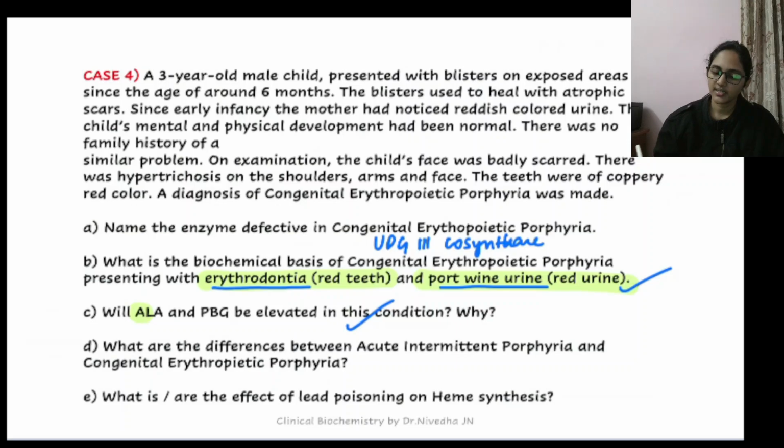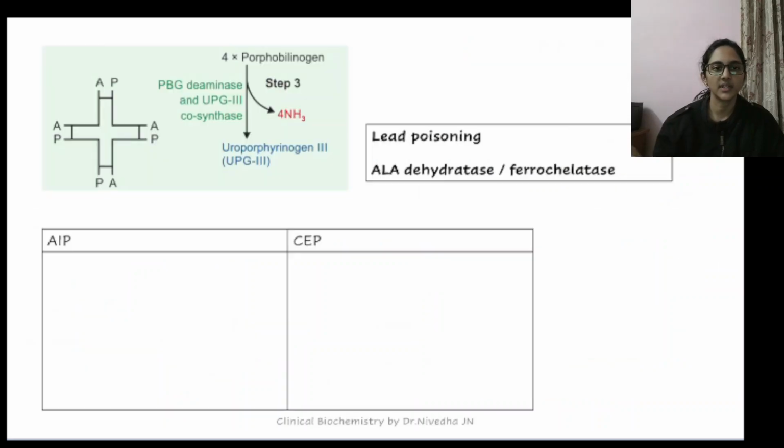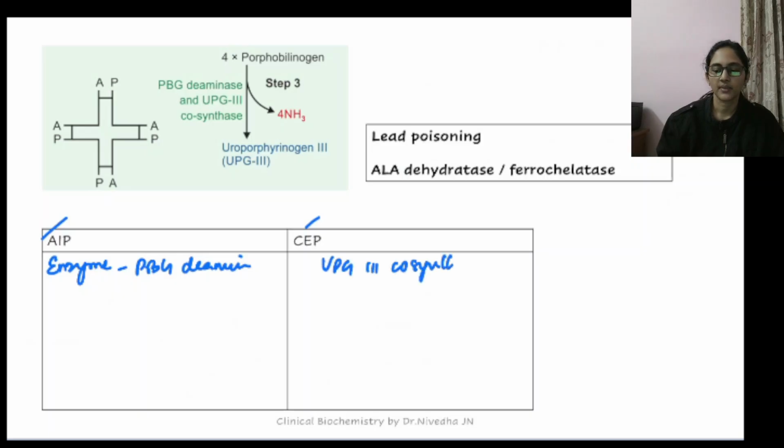So the next question is, what are the differences between AIP and congenital erythropoietic porphyria? Now that we have learned both, tell me what is the enzyme defect in both. The enzyme defect in AIP is going to be PBG deaminase, and the enzyme defect in CEP is going to be UPG3 cosynthase. And what is the main manifestation of AIP? It is going to be acute abdomen plus neuropsychiatric symptoms. There are no cutaneous features because porphyrins are not being accumulated here.